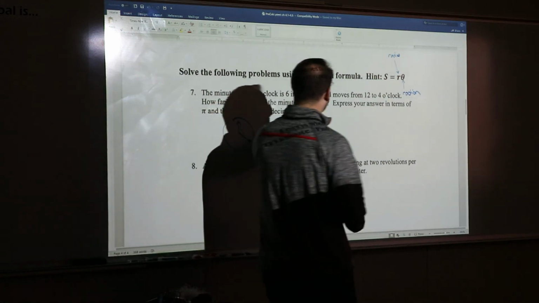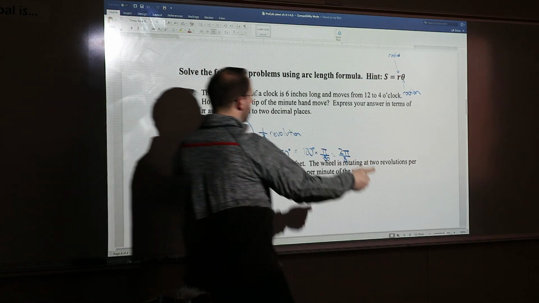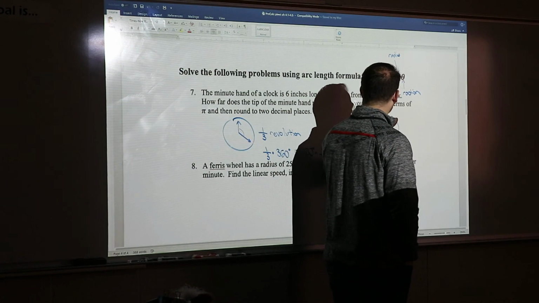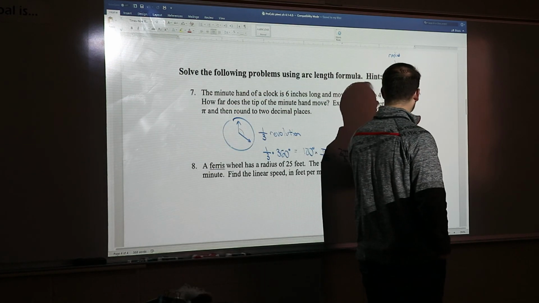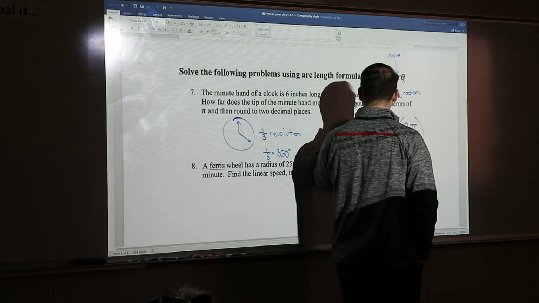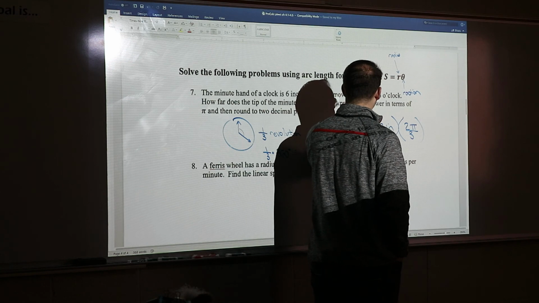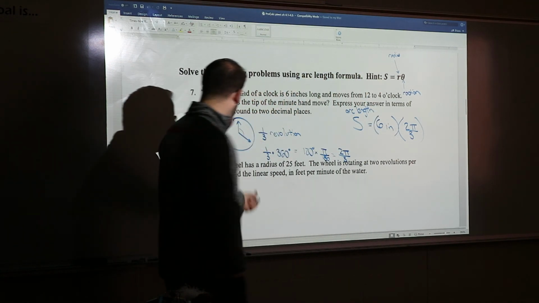Now, to find my final answer, how far did the tip of the hand actually move? You take the radius, which is my 6 inches on this problem. They say that's the radius of my clock hand. You take it times your radians, which is 2 pi over 3, and that should give you your arc length. This is the arc length, how far the hand is traveling along a circular path. That's what you're going to do on this one with the Ferris wheel.